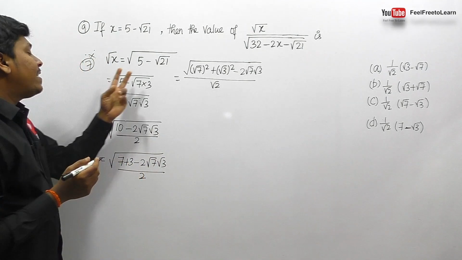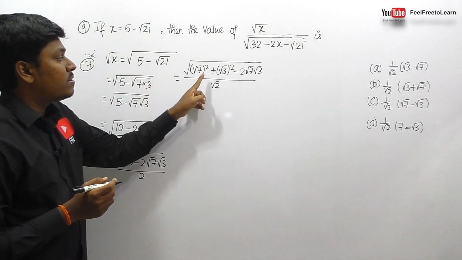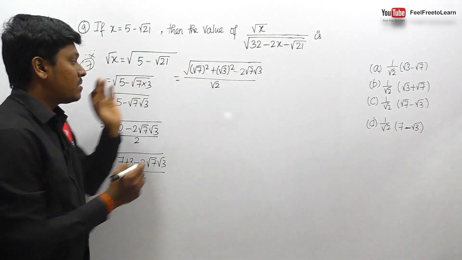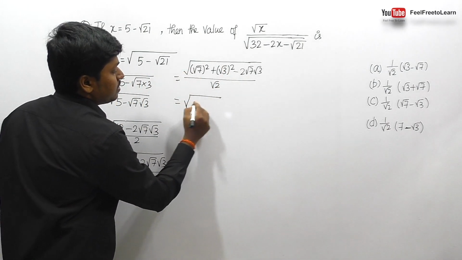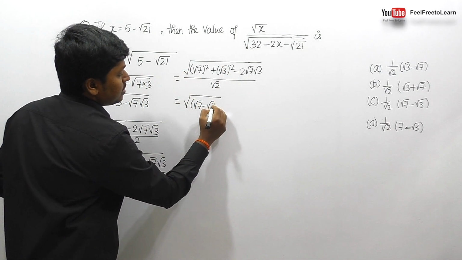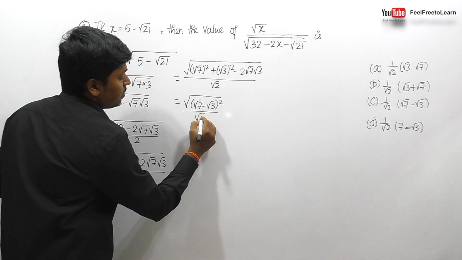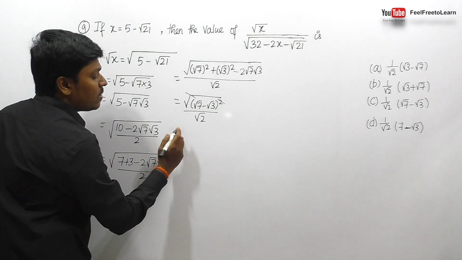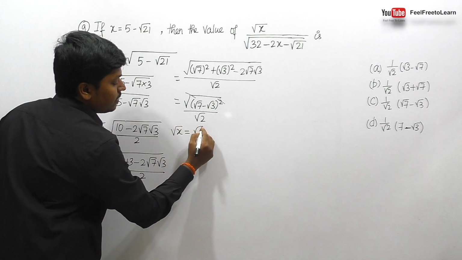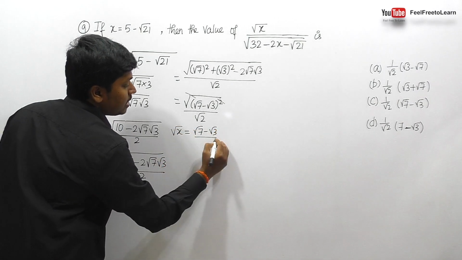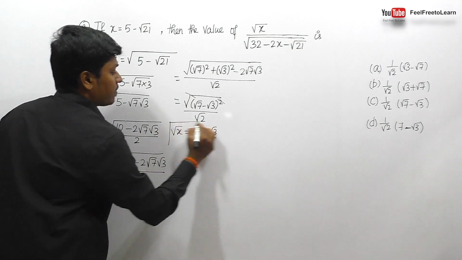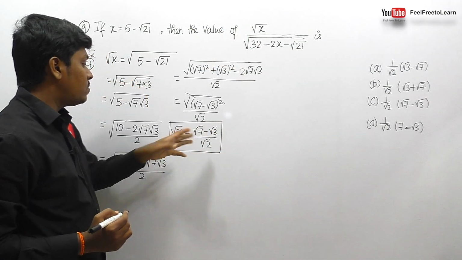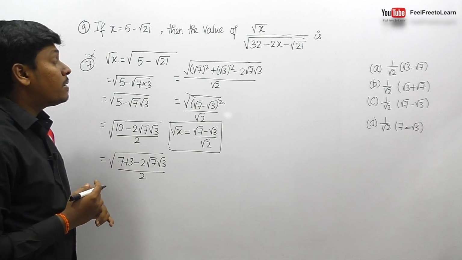Finally, we have converted this expression in terms of (a minus b) the whole square, a square plus b square minus 2ab. So this can be written as root 7 minus root 3 whole square divided by root 2. We can cancel the root and the square. So finally we got the answer: root x is equal to root 7 minus root 3 divided by root 2. So friends, we got an expression for the numerator, that is root x equals root 7 minus root 3 divided by root 2.